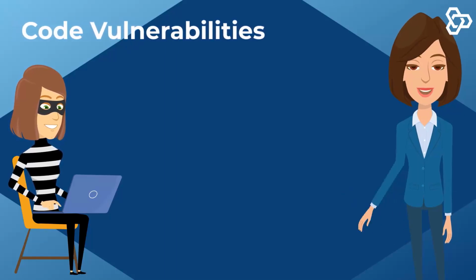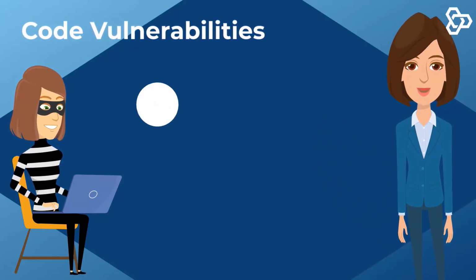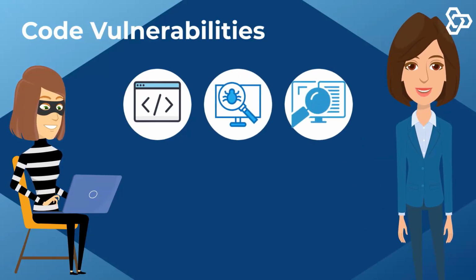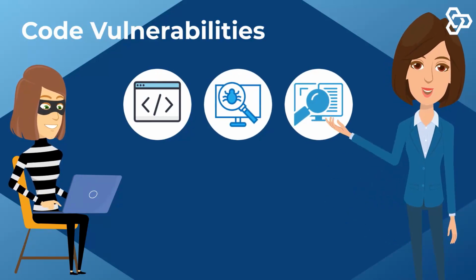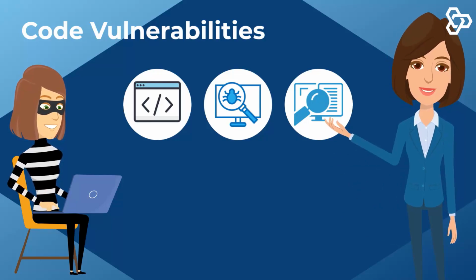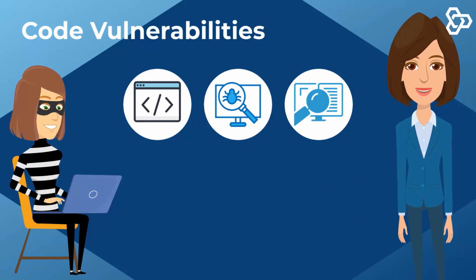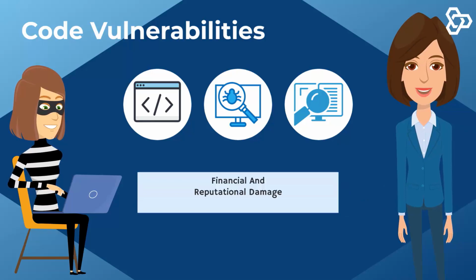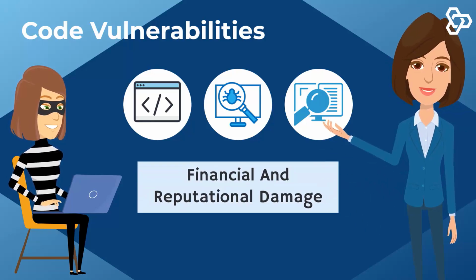Code vulnerabilities. Smart contracts are written in code, and like any code, they can have bugs or vulnerabilities. If a vulnerability is present in a smart contract, it could be exploited by attackers to steal or modify data or assets. This could lead to significant financial and reputational damage to the business.